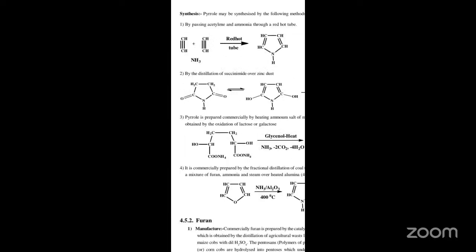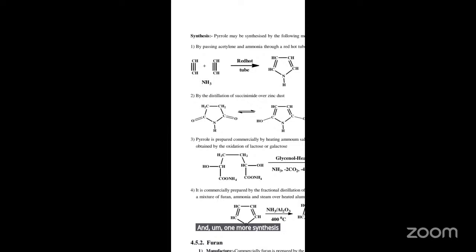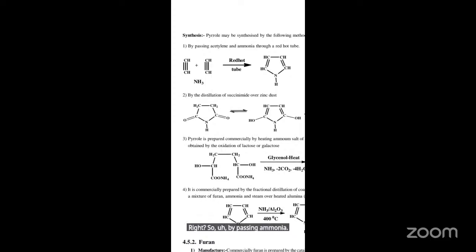And one more synthesis of pyrrole, very simple, where acetylene, right? By passing ammonia into the acetylene gas, through a red hot tube, we get the pyrrole.